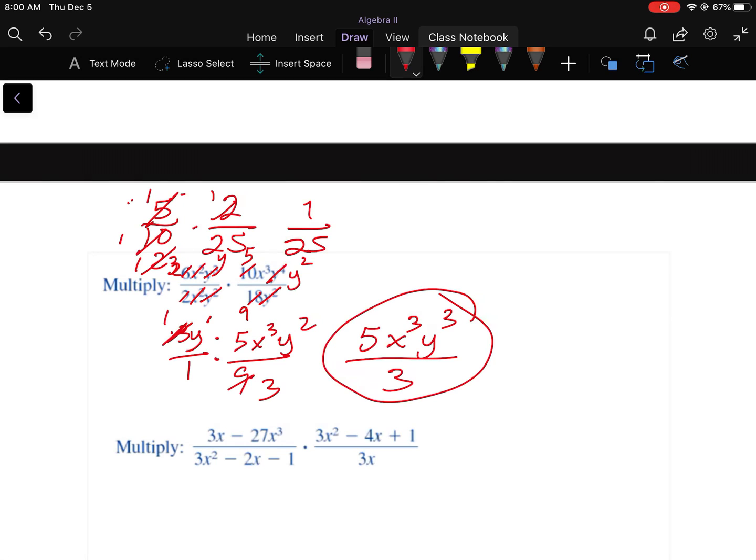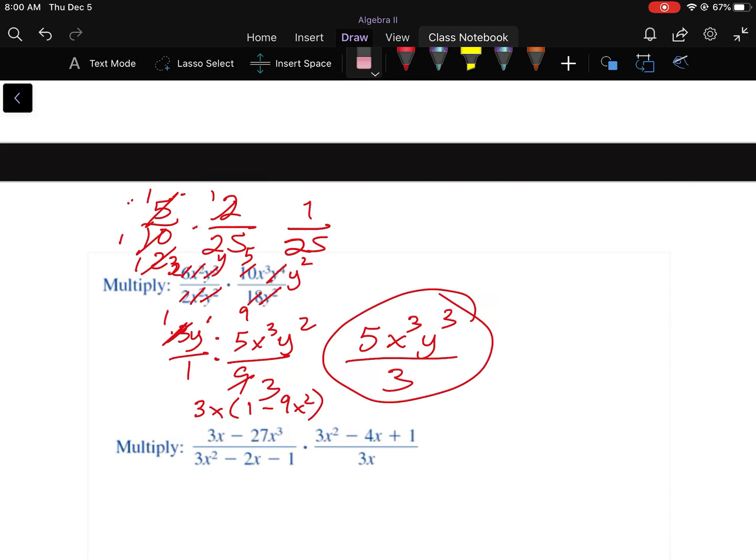Now, to make this a little bit nicer, what I'm going to do again in the polynomials below is factor my polynomials first. So here my top one has got a greatest common factor of 3x. So there's 1 left over minus 9x squared.